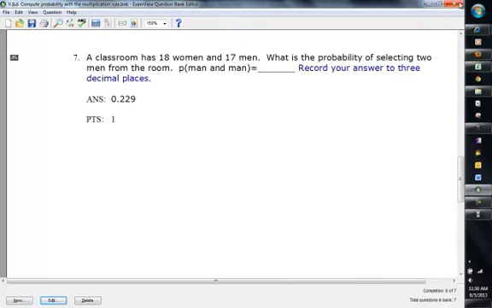So this is lesson 5.8, computing probabilities.